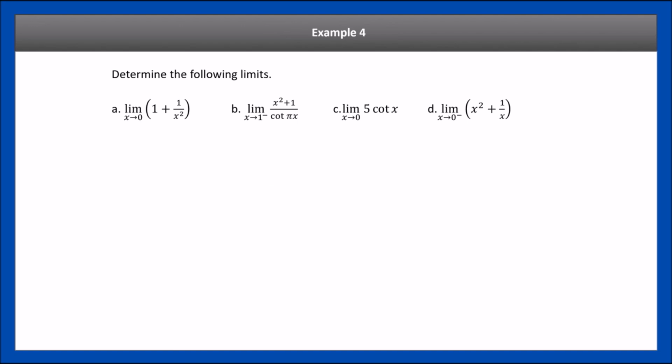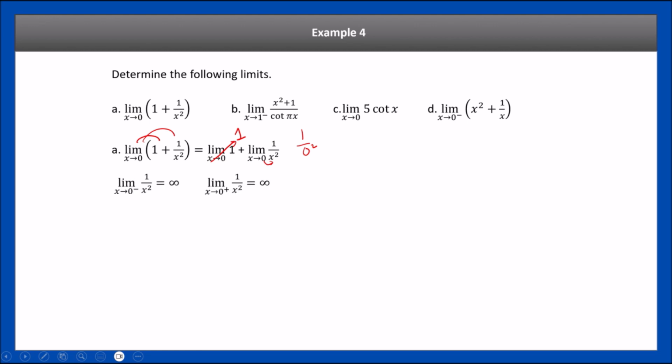All right, so let's look at some examples. Determine the following limits. If I take the first one, the limit as x approaches 0, we can split this into two limits, almost like distributing. The limit of 1 is just 1, so that's pretty straightforward. Now, if we plug in 0 here, we get 1 over 0 squared, which is undefined. Therefore, we have a vertical asymptote there. So we're going to split it into two one-sided limits just to see how it behaves.